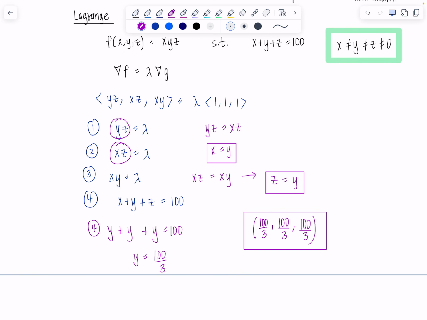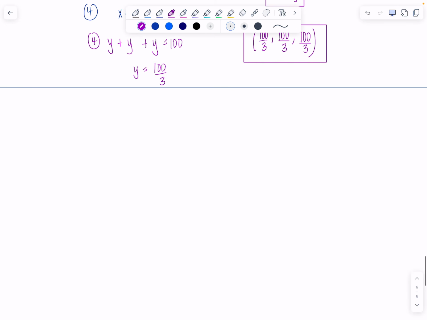Okay, other way. Hold on, let me check. Oh, yeah. Okay, so same idea. Other way: so the 14.7 way. My function is of 3 variables, x, y, z, subject to x plus y plus z is 100.